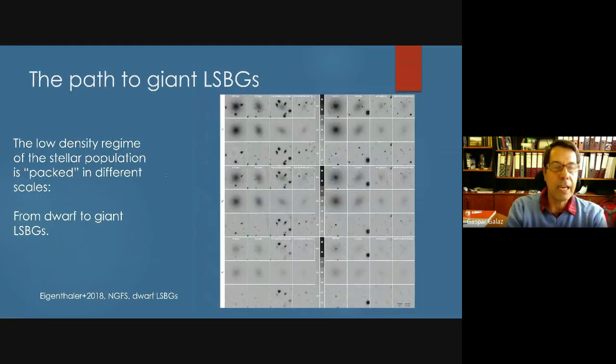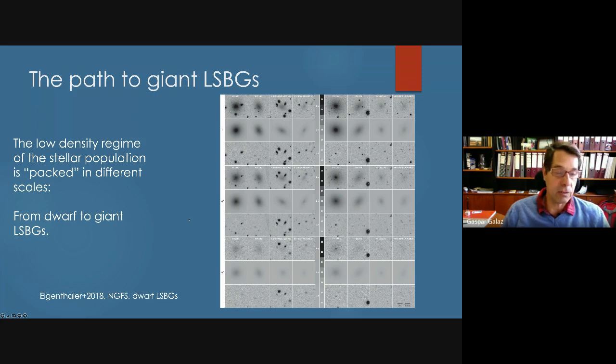So the path to giant LSBs is something that should explain how you form galaxies like ultra diffuse galaxies, dwarf galaxies of very low surface brightness and small size, to giant things. It's completely unclear how these things can form, but of course I will show you some insights from models recently obtained. Okay, so here you can see different dwarfs from the Next Generation Fornax Survey from Thomas Puzia.